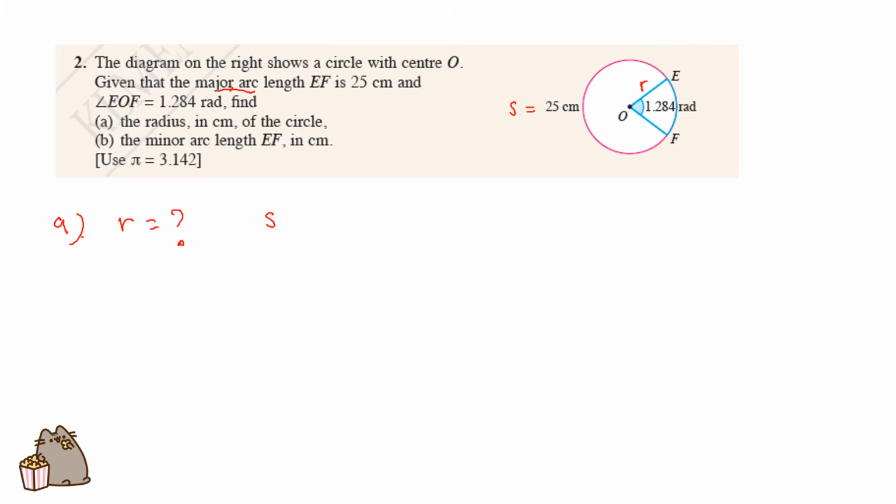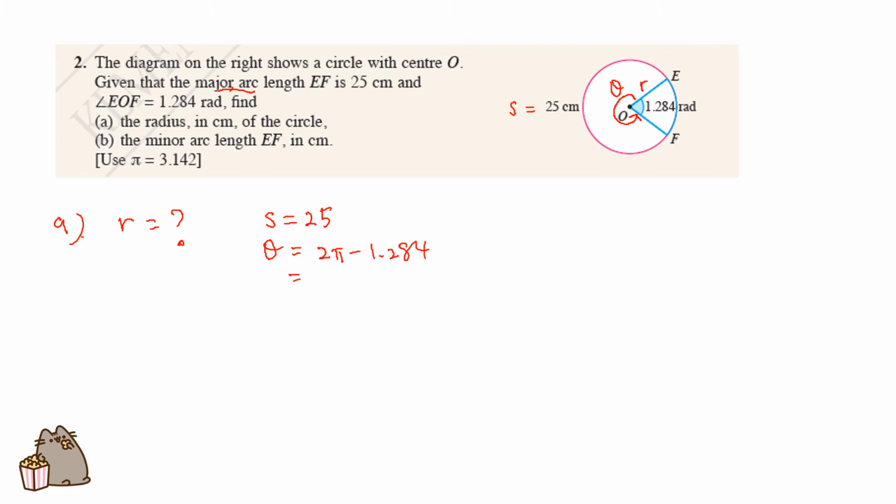Now we are given that S is 25. So what is the theta of this S? The theta is not 1.284. Why? Because the theta of the S is over here. So our theta is here. So before finding the r, we need to find what the theta is here. You are given 1.284. The information we have is that one whole turn is 2 pi. So for one whole turn, it is 2 pi, so 2 pi minus 1.284, and we will get the theta.